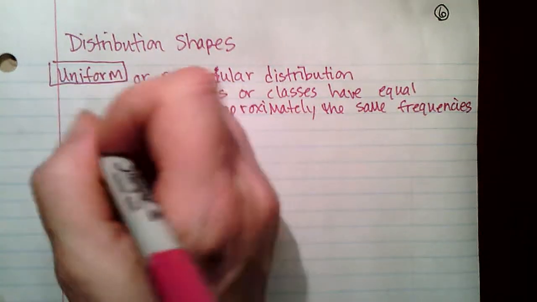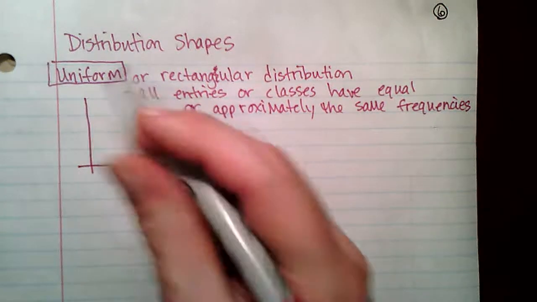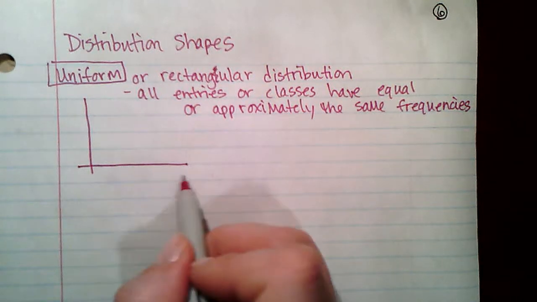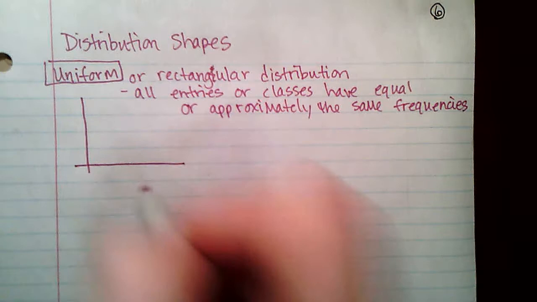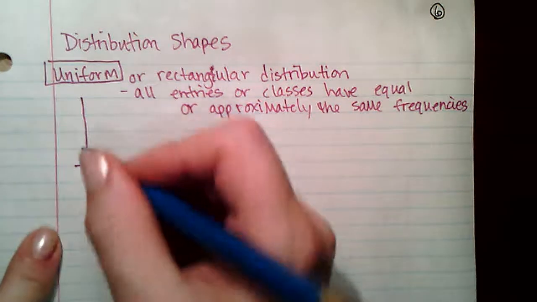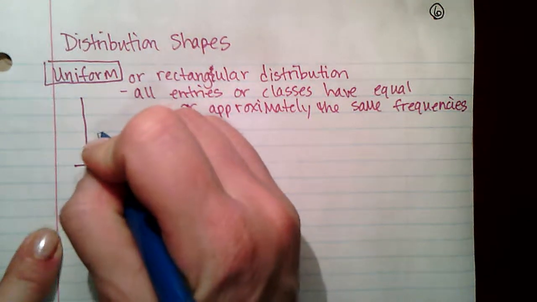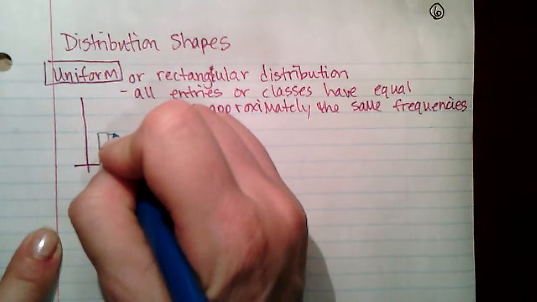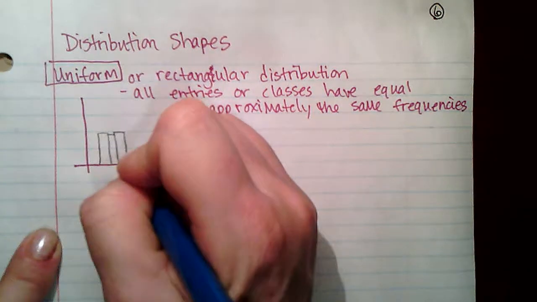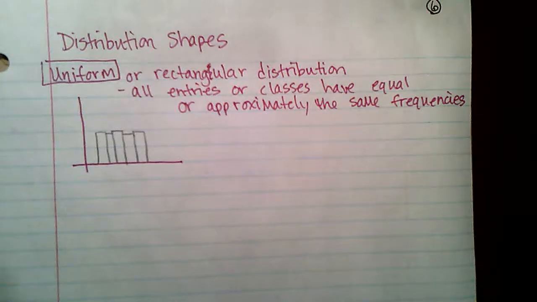So if we have, of course, on all of our frequency distributions, the vertical bar is frequency and the horizontal bar is like the classes or the entries, the entry values. So what we've got going on in a uniform distribution is that all of our classes or all of our data values are equal or approximately equal in frequency. So it kind of makes this rectangular looking shape, which is where it gets its name of a rectangular distribution.